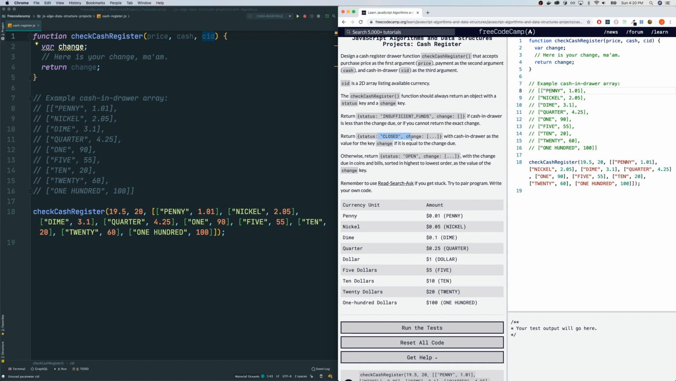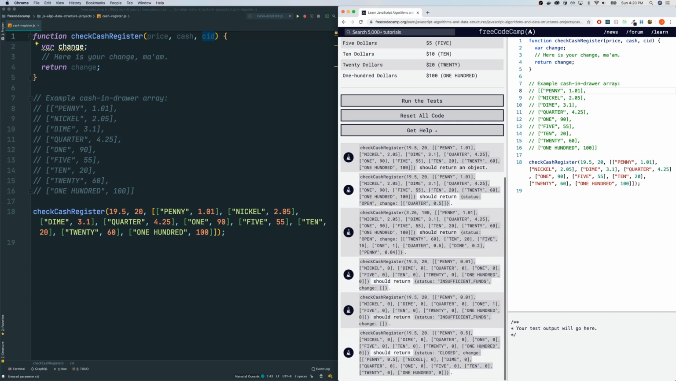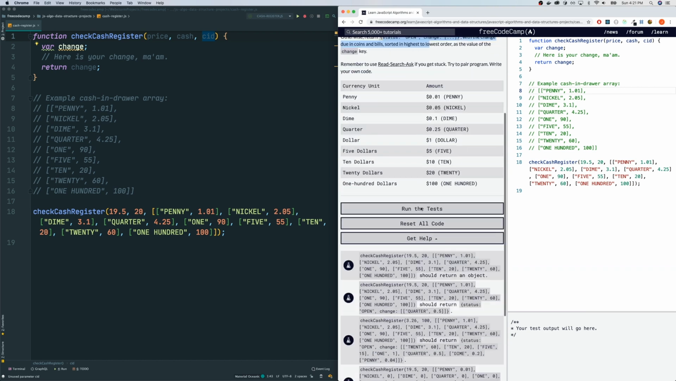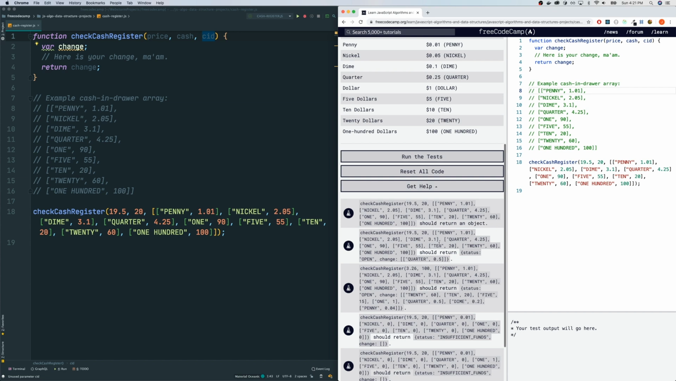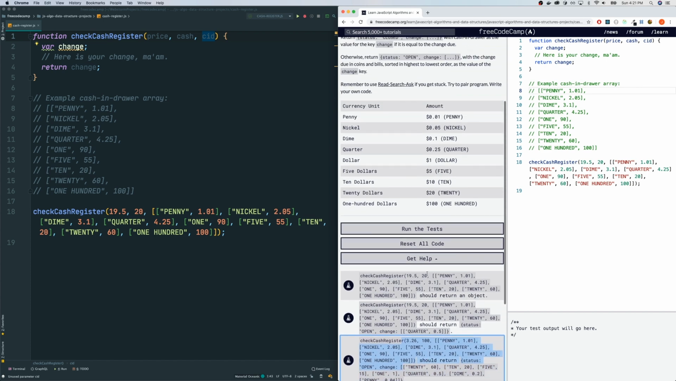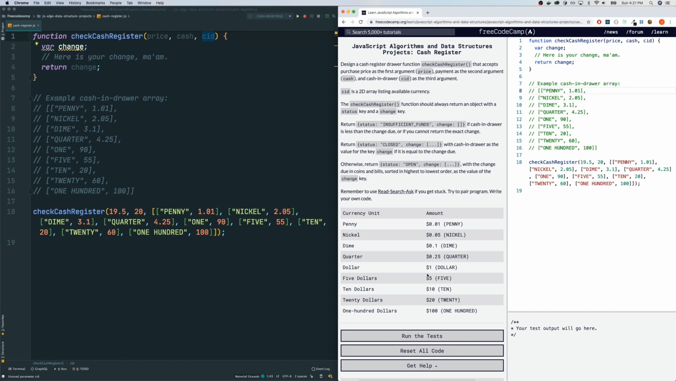So if we get CLOSED, such as, where are we? This one, closed, we sort these from lowest to highest, because that's how our CID was given to us. However, if we use the open one, then we sort it from the greatest to lowest. So if you look here, 20, 10, 5, 1, quarter, dime, penny. So this is where it gets kind of stupid. But whatever, that was their direction, so we'll follow it.